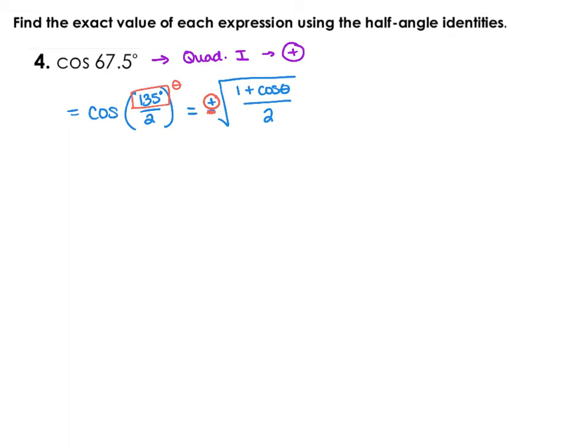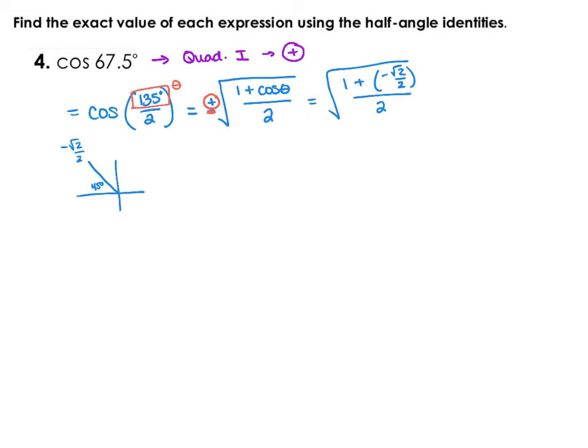Now we can start to fill things in. So we have the square root of 1 plus, and for 135 we have to find the cosine of 135, which is going to be over here in quadrant 2 with a 45-degree reference angle. So the cosine is going to be the negative square root of 2 over 2. So this is 1 plus, if we go back to our formula, 1 plus negative square root of 2 over 2, all over 2.